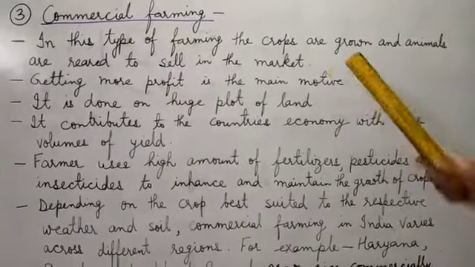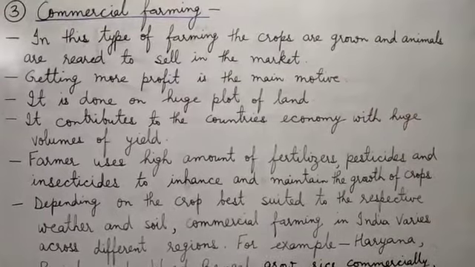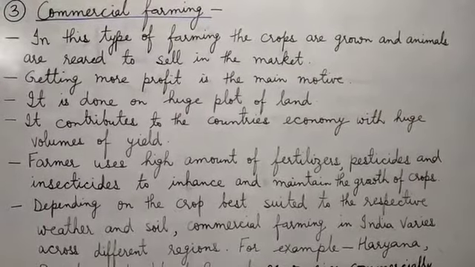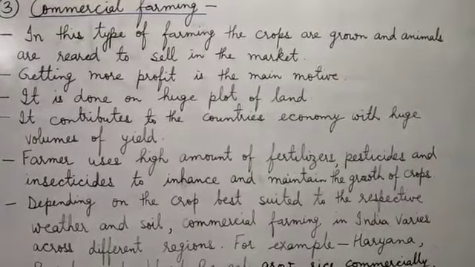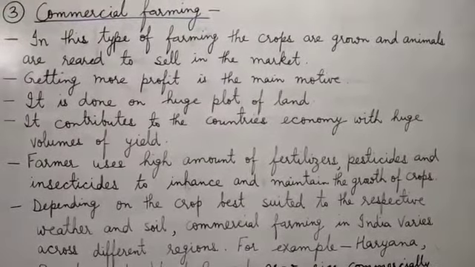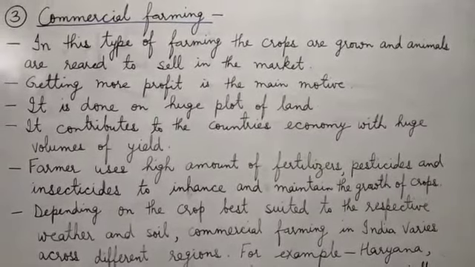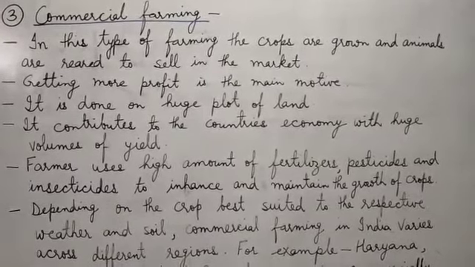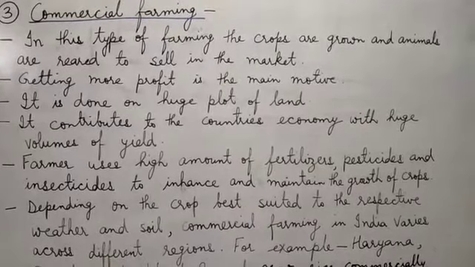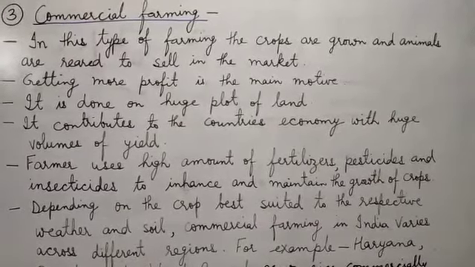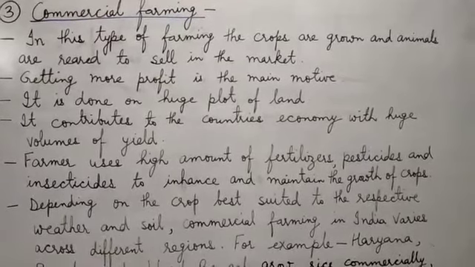Now, the next farming method practiced in India is commercial farming. It is not a very common farming practice in India, but in a few areas like Gujarat, Punjab and Haryana, Tamil Nadu, and parts of West Bengal, commercial farming is seen. So let us see what the features of commercial farming are.